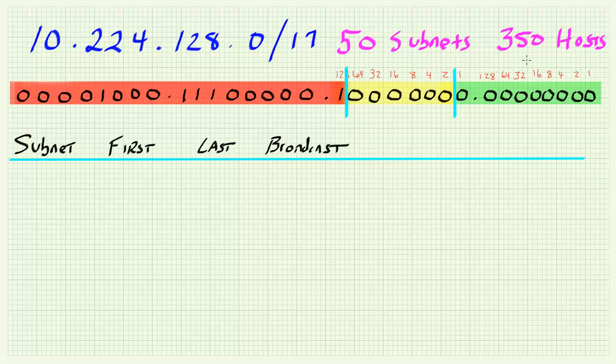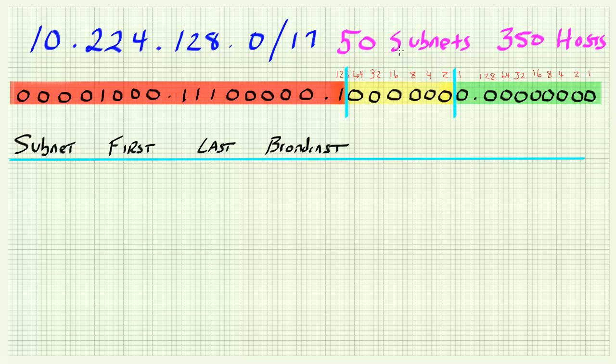Well, you may say, well, we only need 350 hosts. Well, that's true. That's what the requirement asks us for. But 8 host bits is not enough. So 9 host bits is what we get. Even though we only need to be able to accommodate 350 hosts, it's either 256 or 512. There's no in between. So we're going to have a few extra host IP addresses in each of these subnets that we could use for expansion if we need to, or for some other things.